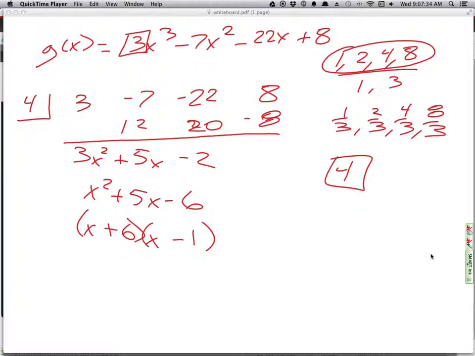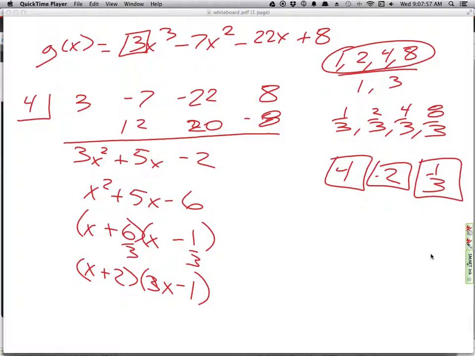And we need to remember when we do slide and divide to do what? Divide. Don't forget to divide. So that means I'm dealing with x plus 2 and 3x minus 1. So what are my other two zeros? Negative 1/3 and -2.